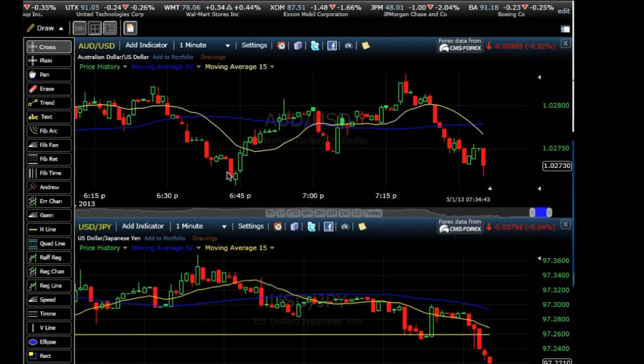As I just indicated before, this is just a screenshot of a time chart. So this is a 1 minute chart, so each candlestick represents 1 minute of time. Red is where the price is moving downwards, and the green is where the price of the stock is moving upwards, or of the currency pair.